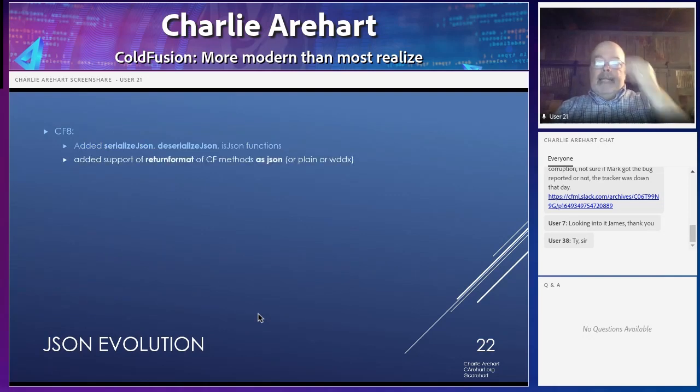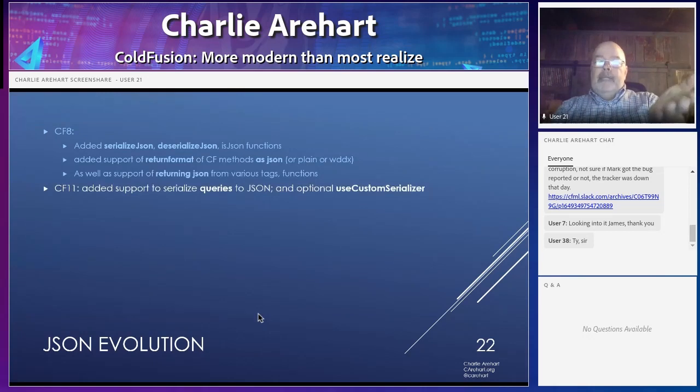One thing is that at that time, they added the ability on a CFC method to indicate the return format to be JSON. Otherwise, it defaulted to plain or WDDX, depending on the circumstance from which the call was made. But anyway, you could return JSON from various tags and functions. And then that's been evolved. So they added the ability to serialize queries in CF11. And they even added a custom serializer to let you control how the serialization went.